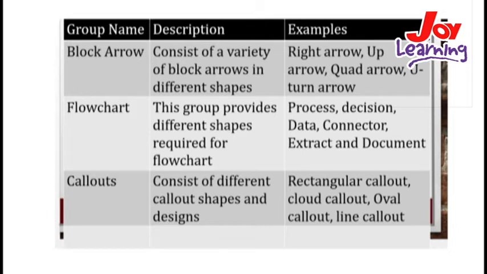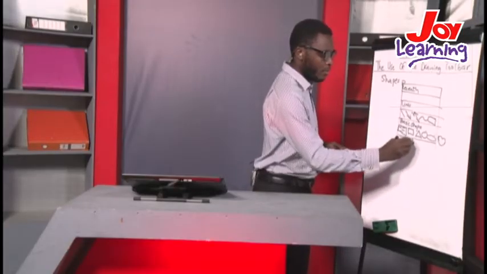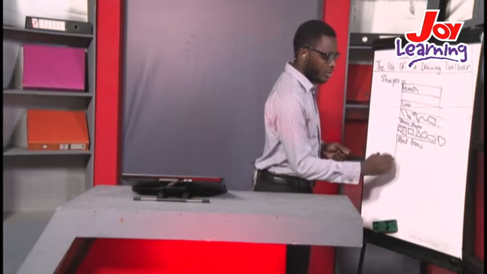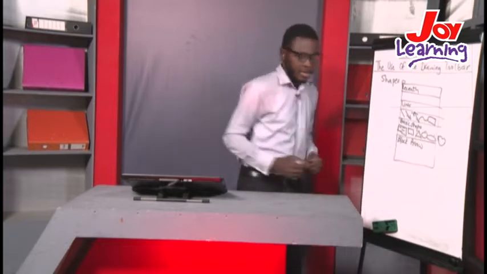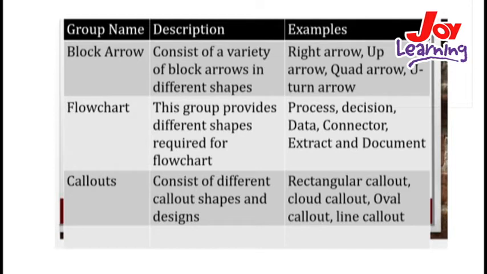The block arrows consist of a variety of block arrows in different shapes and styles. So we have block arrow. You have the block arrow there. Now our two examples are the right arrow. This time round, it's because it's a block arrow. Right goes this way, sorry. So we have the right arrow there.